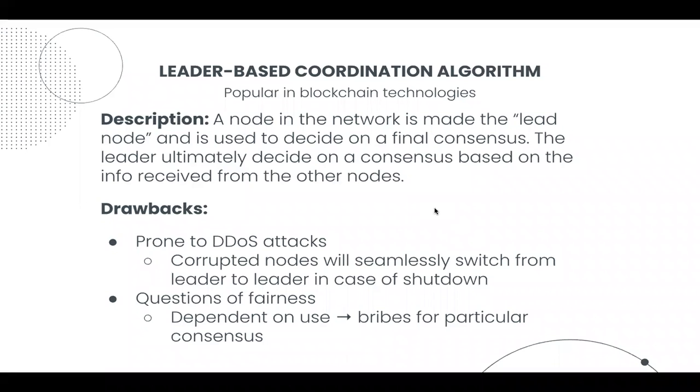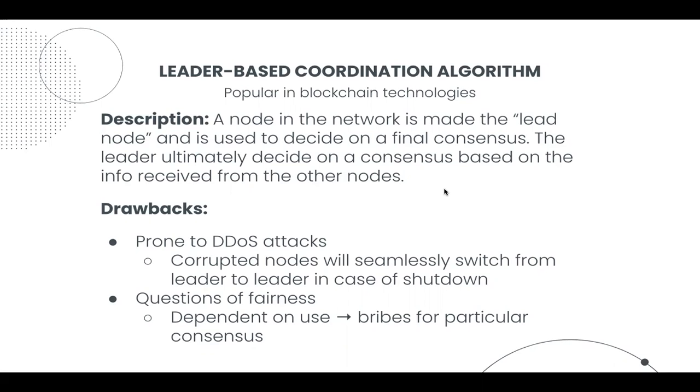To begin, we will talk about leader-based coordination algorithms. These are popular in blockchain technologies. Blockchain itself is a distributed ledger system, but it essentially acts as a distributed system as well. So the algorithms that go into these technologies do make sense in the course of consensus algorithms. To describe it, a node in the network is made to be the lead node, and it is used to decide on a final consensus. The lead node in this case must ultimately decide on a consensus based on the information received from the other nodes. There are drawbacks to this algorithm though.